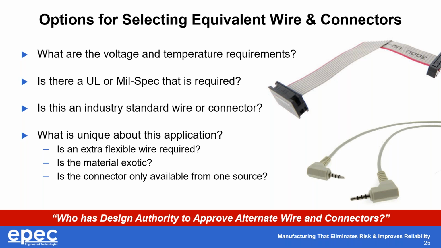And lastly, what we want to discuss with our customers is what's unique about the application. Some customers say there's nothing, it's just a boring wire that's going from point A to point B. Other customers want to take this cable, throw it in an autoclave, bend it 1,000 times, shoot it in a rocket to the moon, who knows? But we want to know exactly what your application is so that we can better understand the options that we have. The biggest takeaway for us is the fact that whoever has design authority, they are the ones who will approve or reject whatever alternate connector and wire that we're proposing.